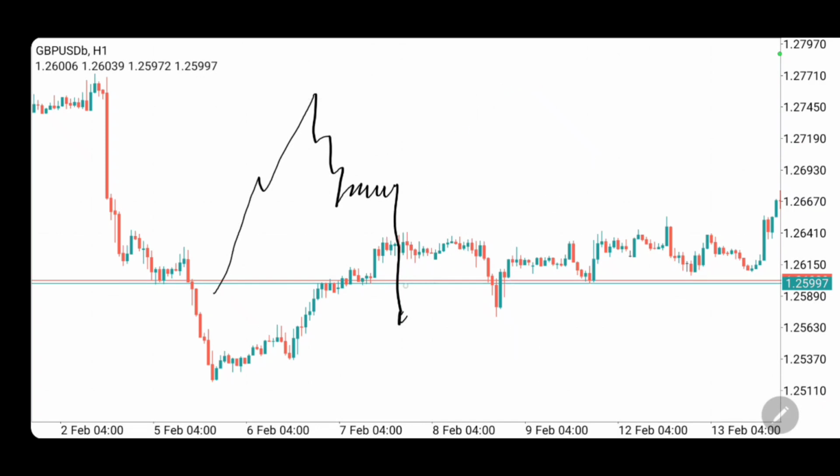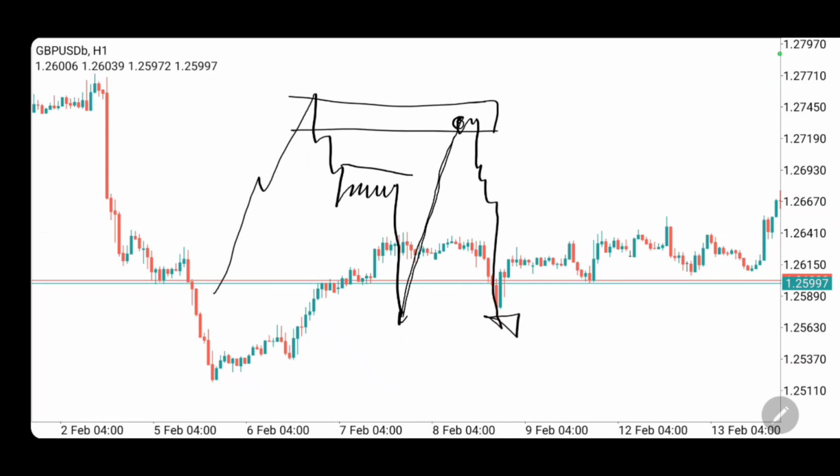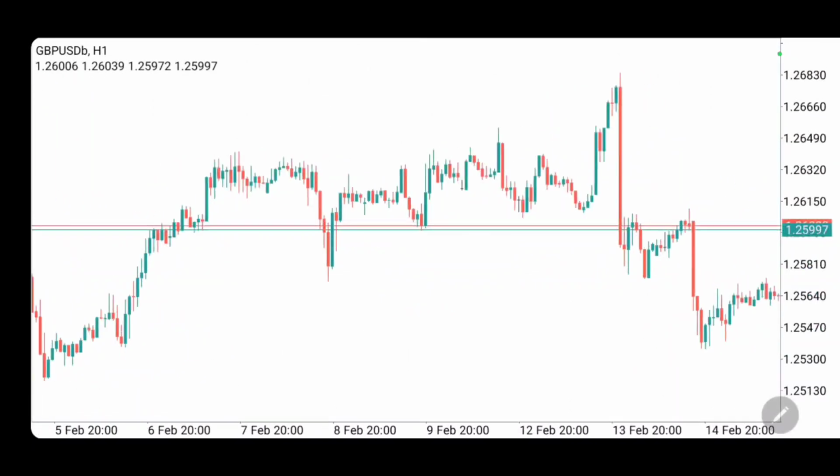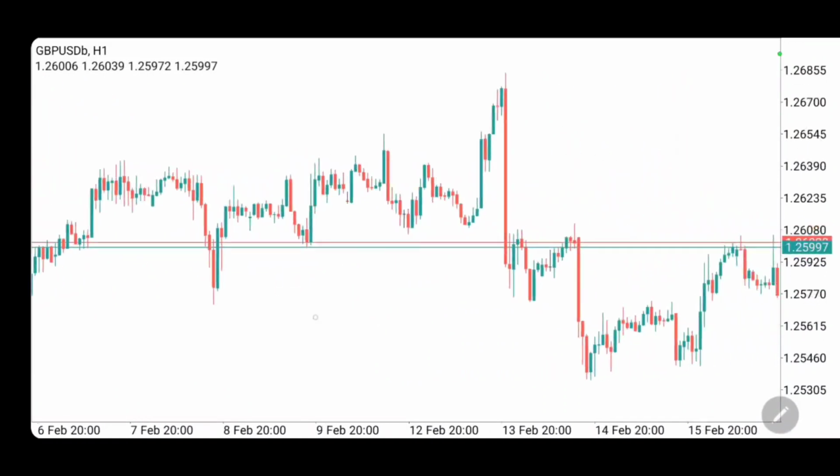The market would take here as a liquidity, go right up, and mitigate this zone that is not a liquidity pool. It will mitigate this zone and sell from here. So avoid taking trades from liquidity pools. Most times they don't work.